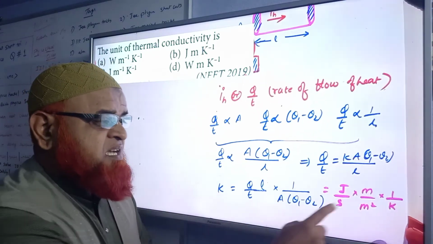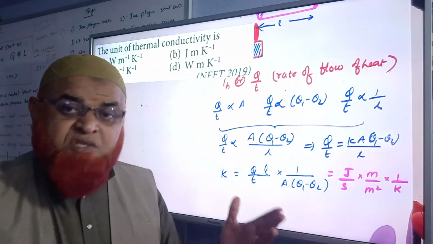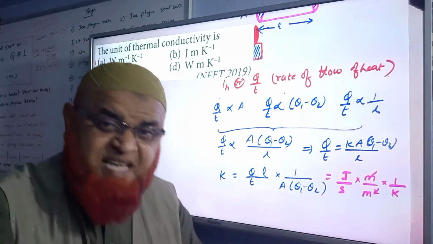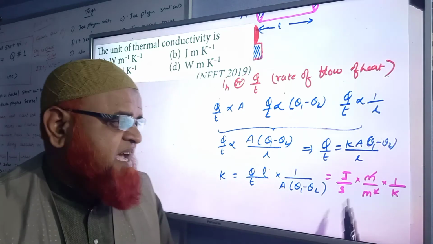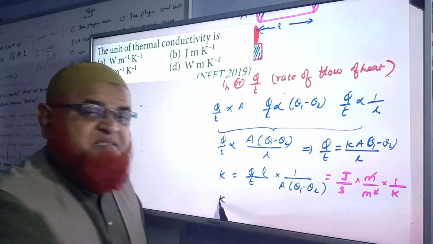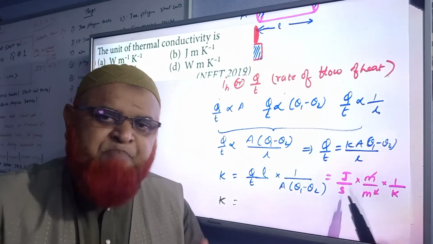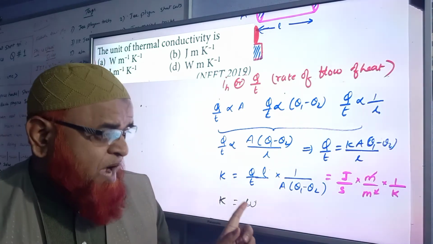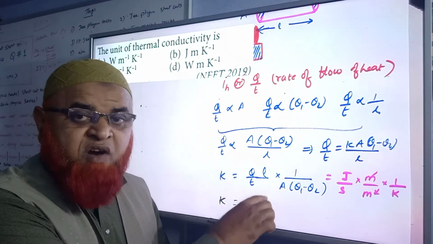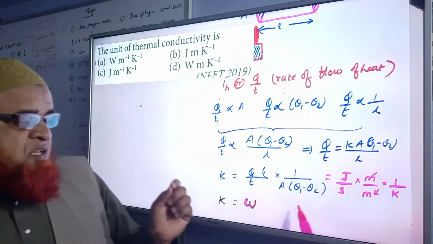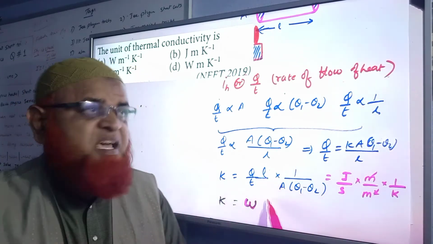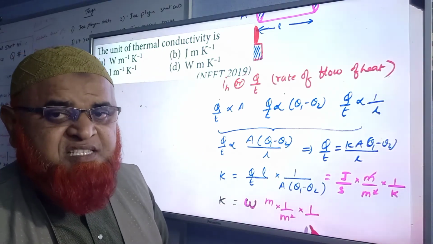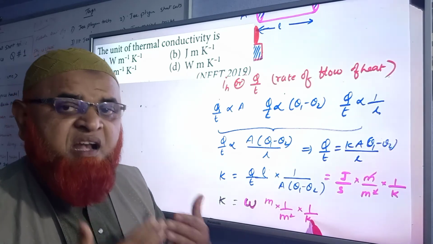So joule per second, length in meters, area in meters square, and temperature difference gives 1 by K. Meter square gets cancelled here. Then what is left? Joule per second is nothing but a unit of power, and power is measured in watts. So it is watt, and this is going to be meter inverse and Kelvin inverse. Watt, meter inverse, Kelvin inverse. So the first option is the correct answer. This is frequently repeated in AIIMS and NEET also.